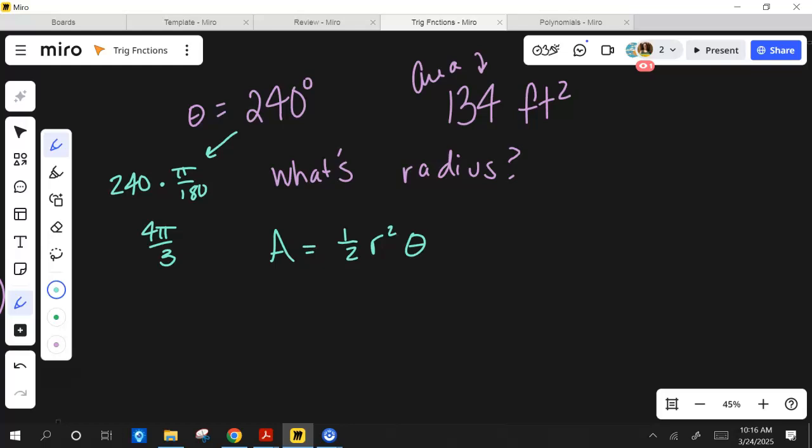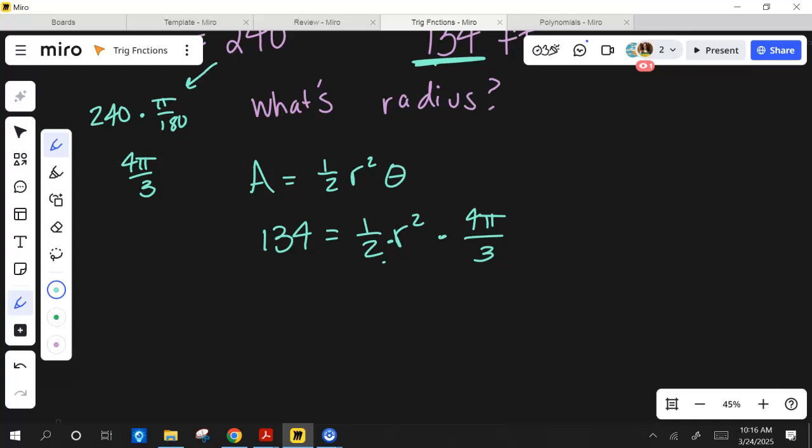Plug in what you know. What do I have? I have the area. I don't have the radius. That's what I'm looking for. But I do have theta. What do I do to solve for r?